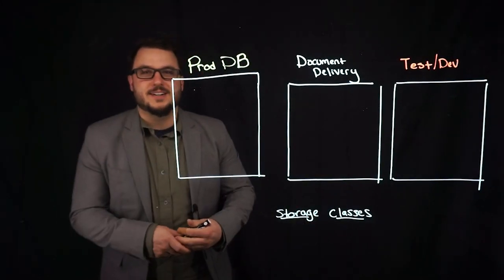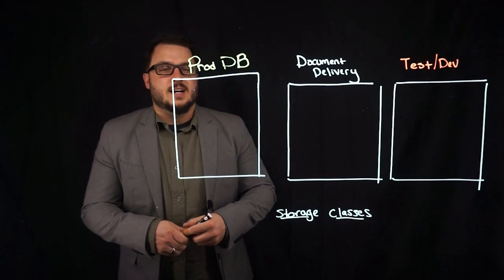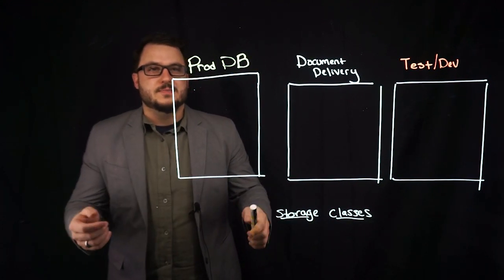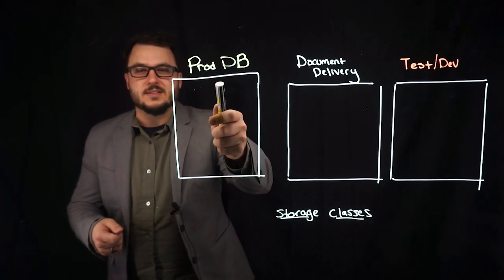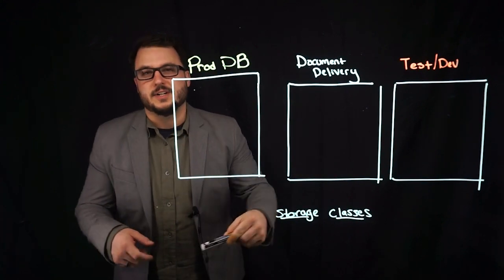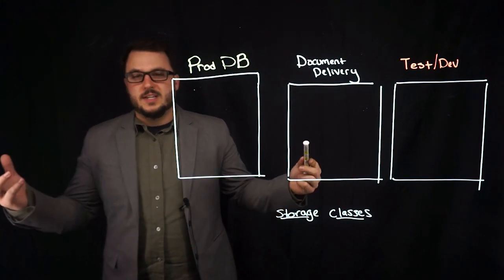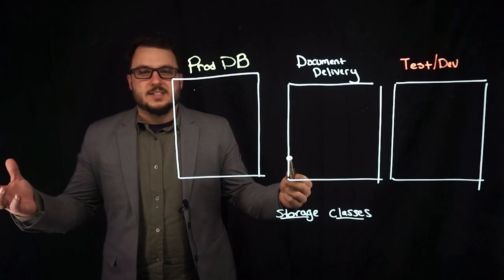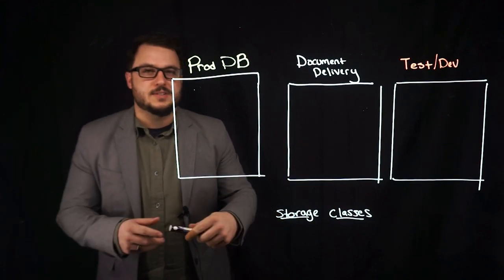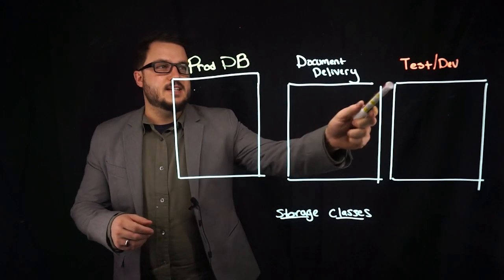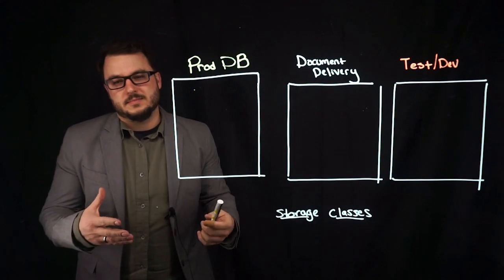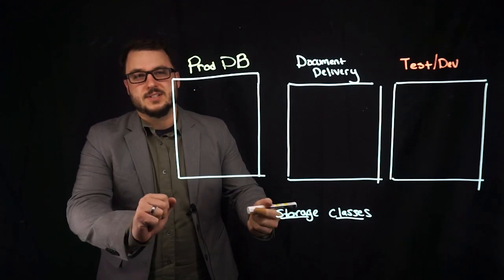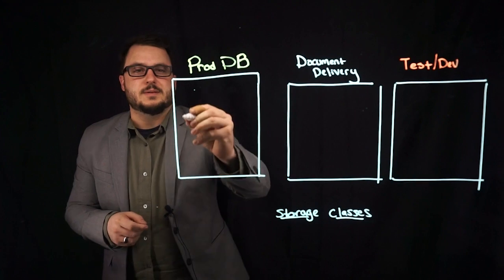Okay, we're here at the Lightboard. So let's go through a few examples. I have production DB or database here. I have document delivery, say you're encoding or content delivery for documents or something like that. And then test and dev. We talked a little bit about how test and dev probably doesn't need as much. So let's start with our production database.